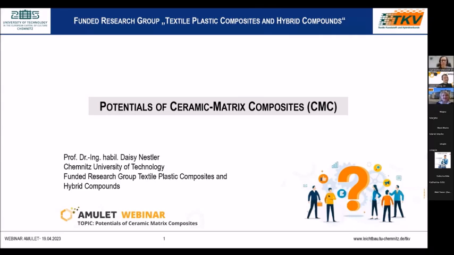I have been working as a material scientist for a long time. Now I am also working in the field of CMC, ceramic matrix composites, at the professorship of lightweight structures and plastics processing at the Chemnitz University of Technologies.